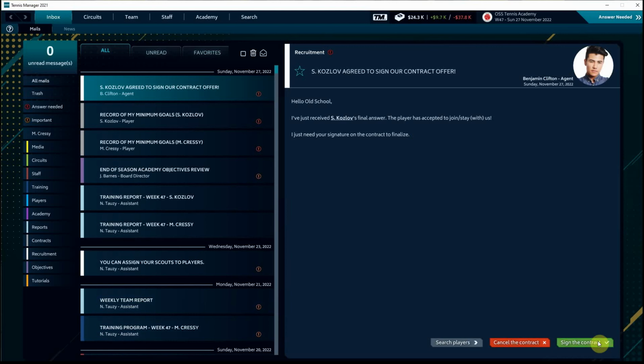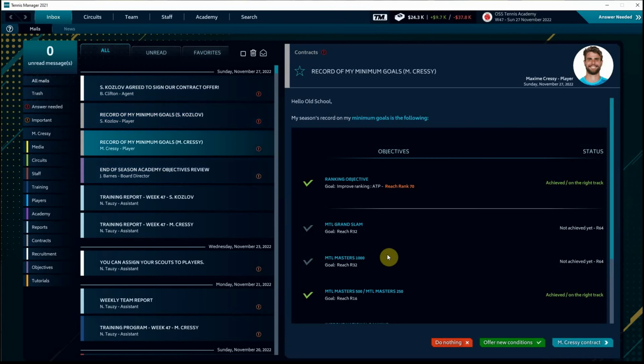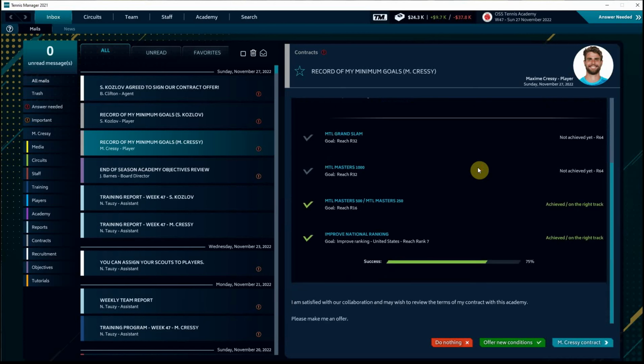Sign the contract with Stefan. And then we still have to respond to Maxime. I'd say let's just keep the same contract with Maxime. If he wants to do something different, we'll find out.